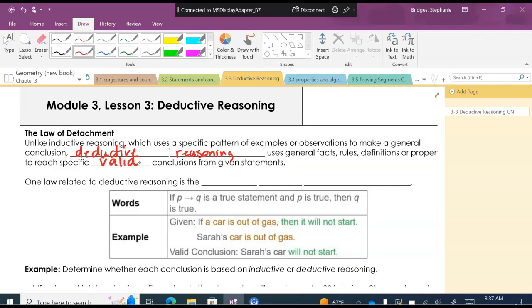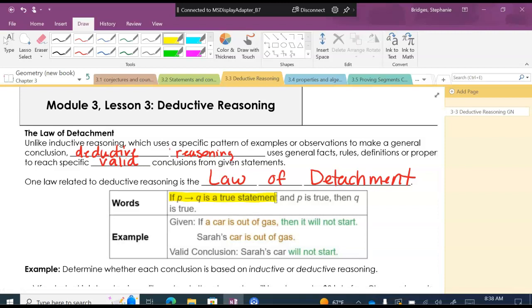One law related to deductive reasoning is the law of detachment. Okay, law of detachment. I'm about to explain it. So in this little box where it says words, it says if P, then Q, and if P is true, therefore Q is a true statement.